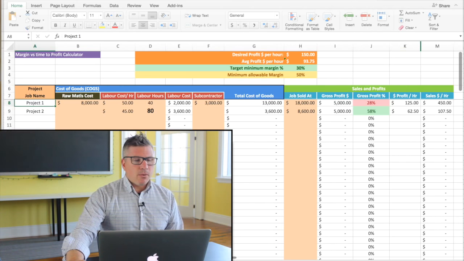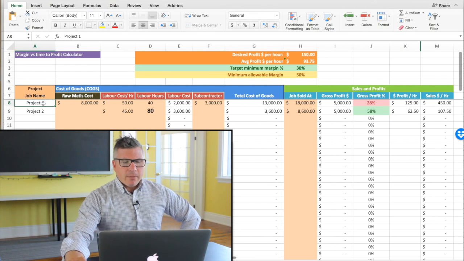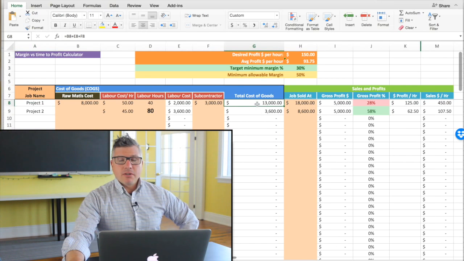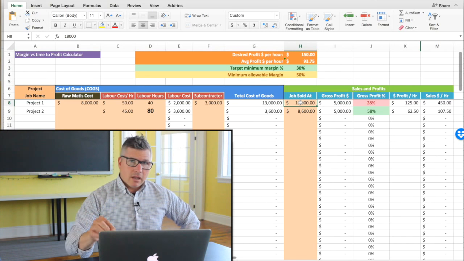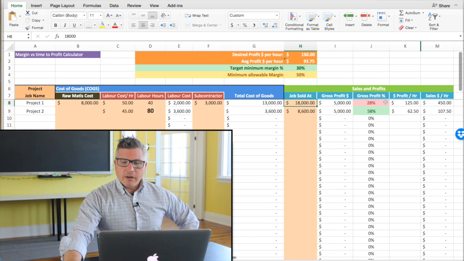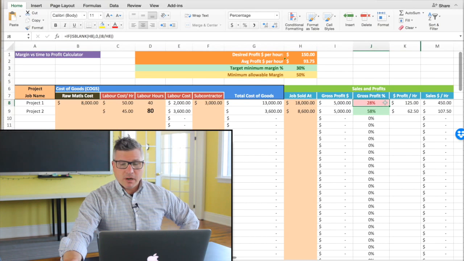If we look at example 1 here, we've got project number 1, and we have some cost of goods of $13,000 to deliver this service, this project, and we're selling it at $18,000. So we have $5,000 of gross profit in the project. And we run the numbers here, and we can see that's a 28% gross profit margin.